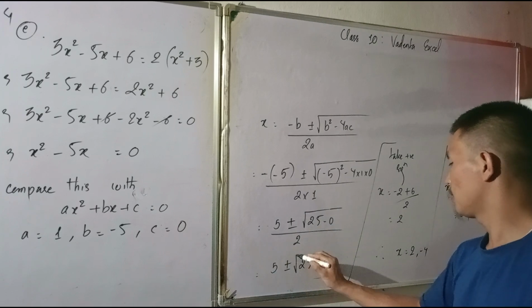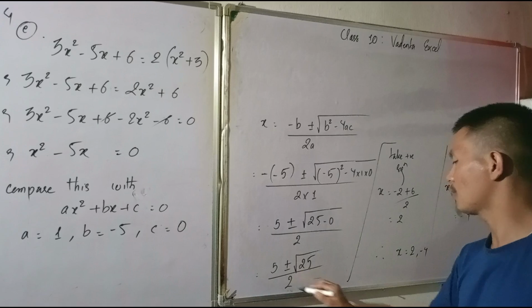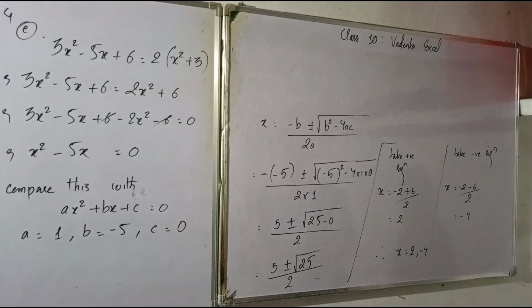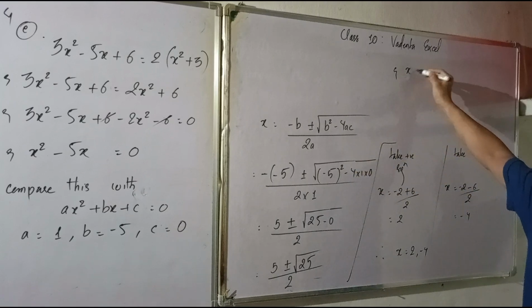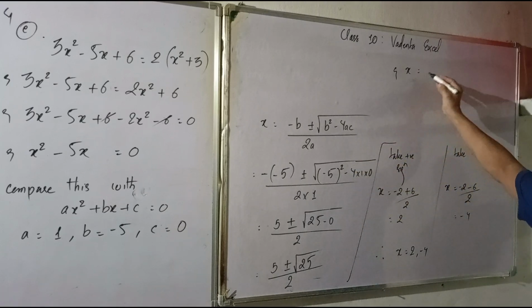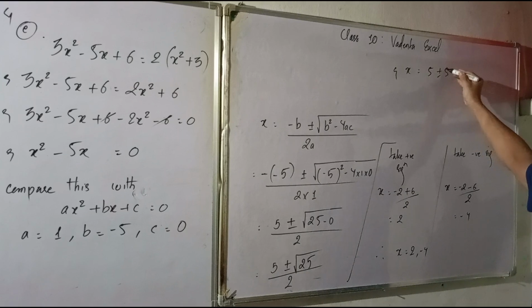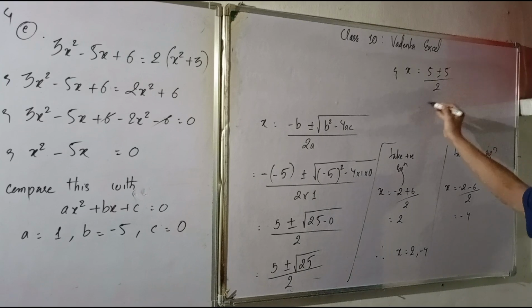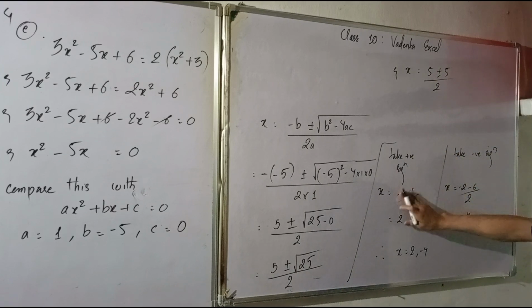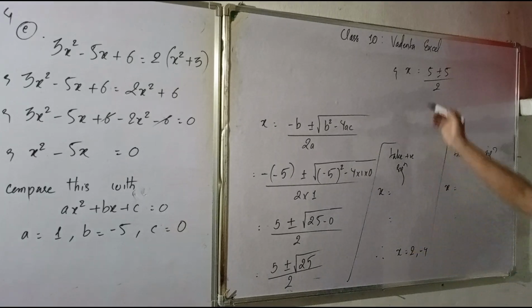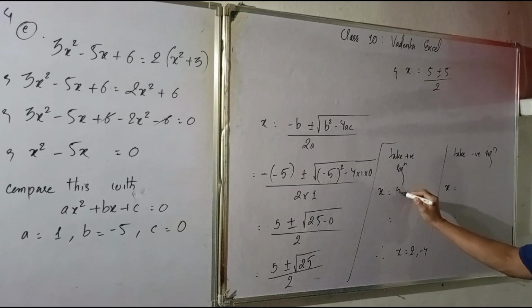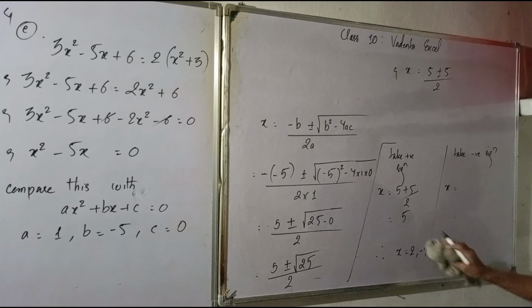So this becomes 5 plus minus the root of, now this is 25, 25 minus 0. I'm not skipping any steps, you might get confused. This becomes root 25. So x equals 5 plus minus 5 divided by 2.